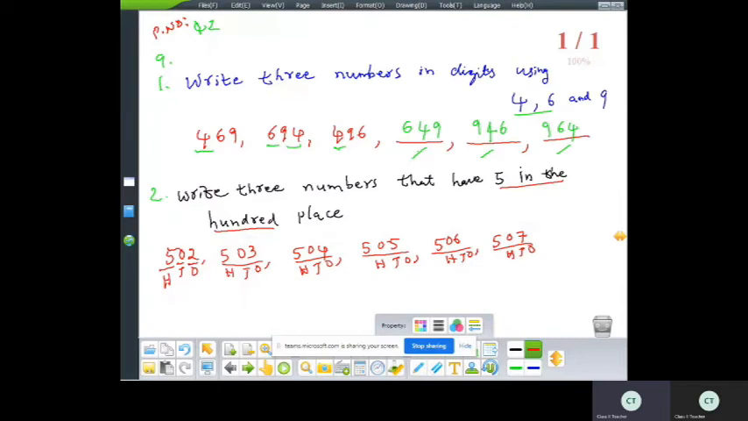Our main theme is the digit 5 in the hundred place. The remaining tens and ones digits we can write as we wish. Now question number 3.